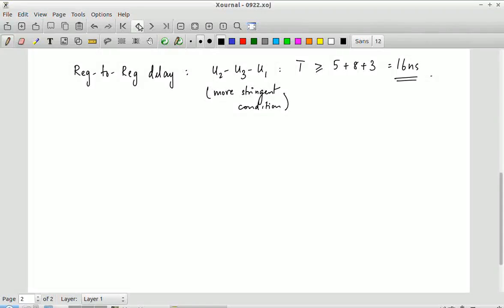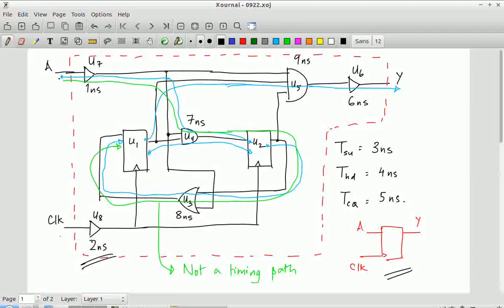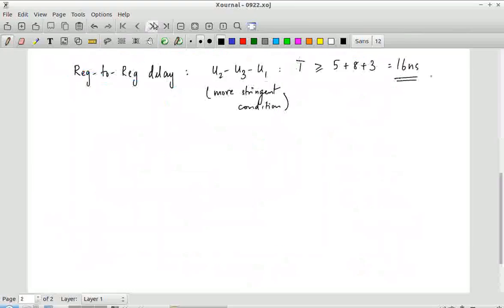The input to register delay was given by A to U2 and A to U1. There are two different paths, right? The longer of those two paths. Essentially, what is the setup time of A with respect to the clock? Once A is launched, it takes 1 plus 7 plus 3, that is 11 nanoseconds to reach U2, minus 2 nanoseconds because the clock itself is coming late, so a total of 9 nanoseconds. But to U1, it takes 1 plus 8 plus 3, so that's 12, minus 2 nanoseconds because the clock is coming late, so 10 nanoseconds is the setup time from A to the clock.